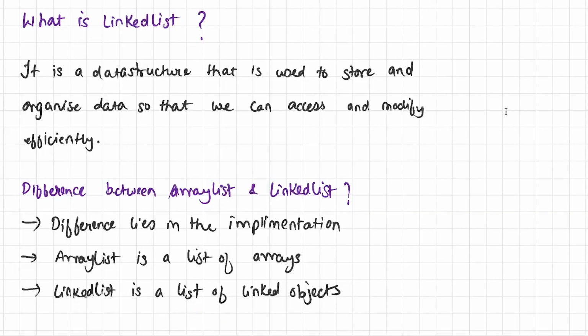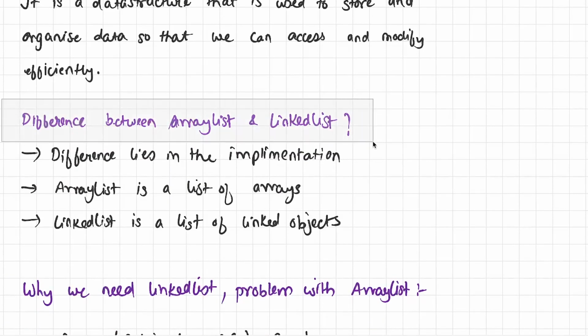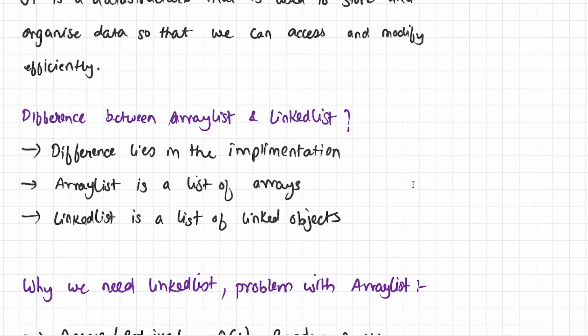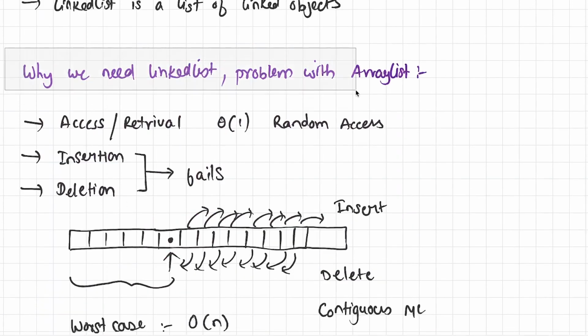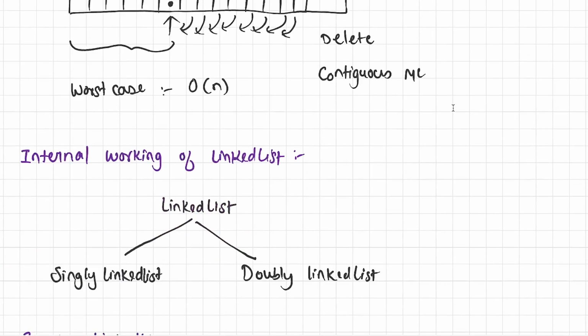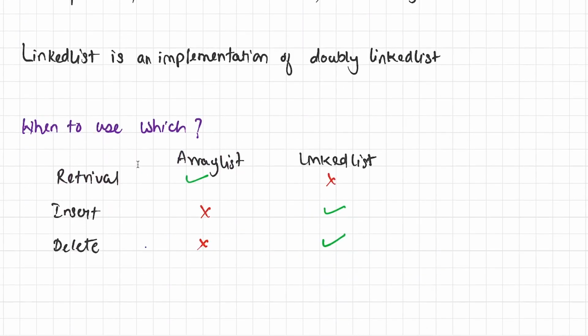So guys, to recall everything once again, let's have a quick recap of this video. In the beginning, we understood what a linked list is. Then we saw the difference between linked list and array list, as the difference lies in the implementation. Array list is backed by arrays, whereas linked list is a list of linked objects. Then we saw the actual problem we faced in array list and how it can be solved by linked list and doubly linked list smartly. Then we saw when to use which data structure in which case.